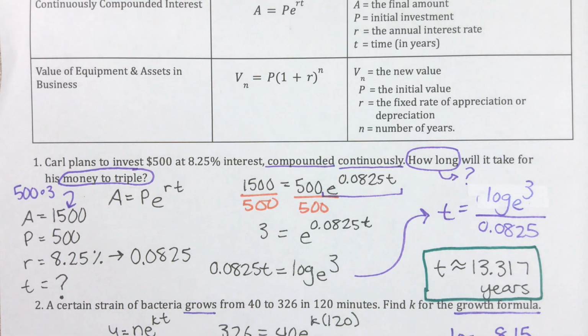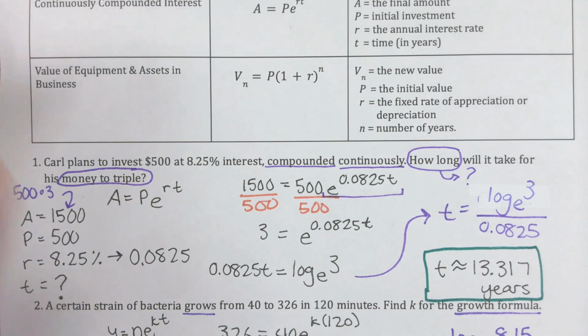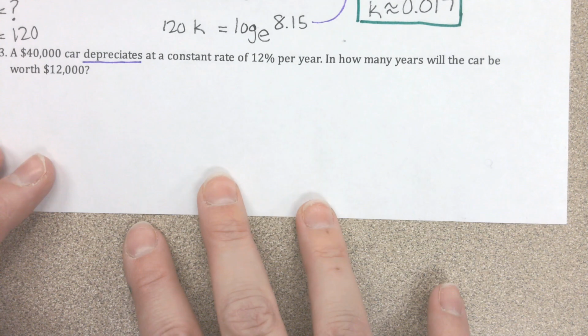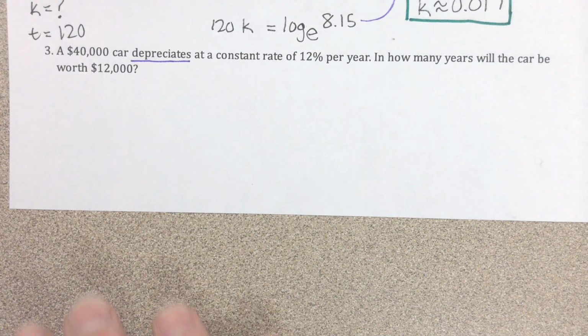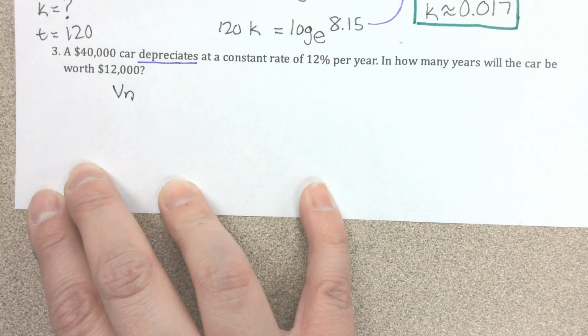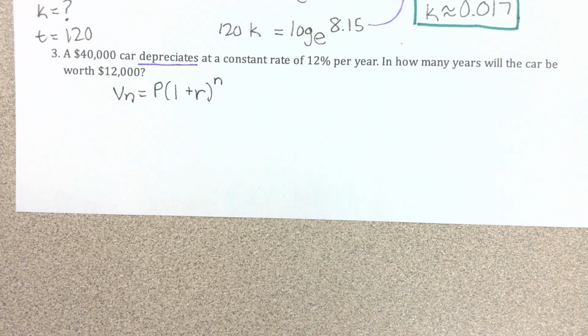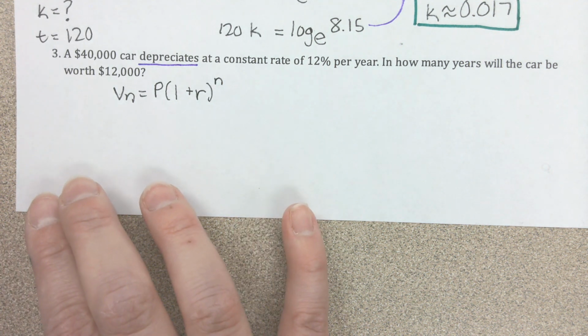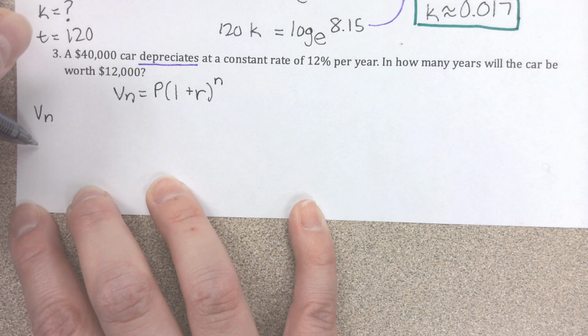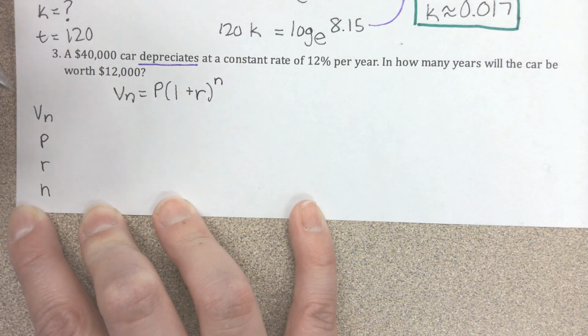When we're talking again about the value of a piece of property, typically it will either appreciate in value or depreciate in value. Unfortunately, a lot of things like houses, or not houses, houses can go up or down, it depends. But cars, boats, anything like that, those will typically depreciate in value. So this is not shocking here. So we're going to use the third formula. We have V sub n equals P times 1 plus R to the nth power. Our variables are V sub n, P, R, and N.